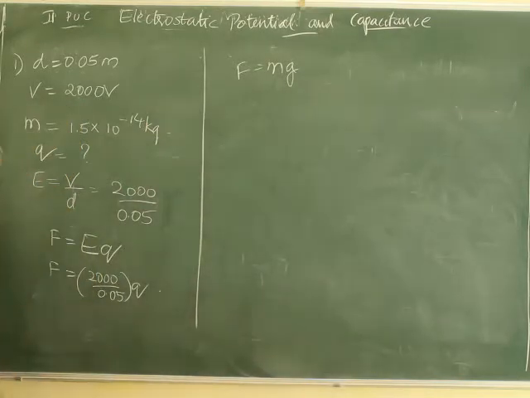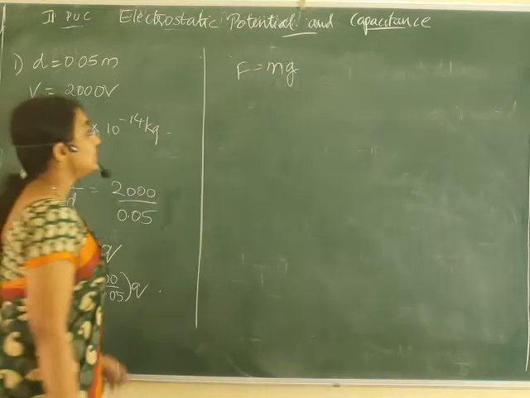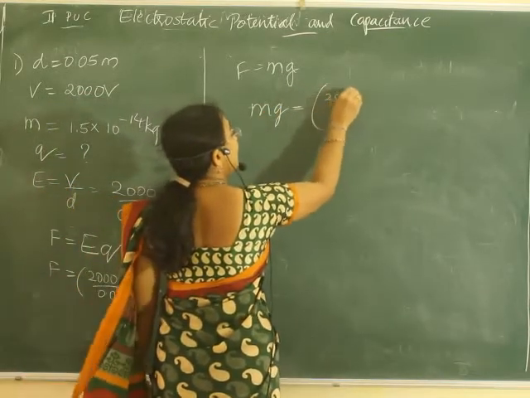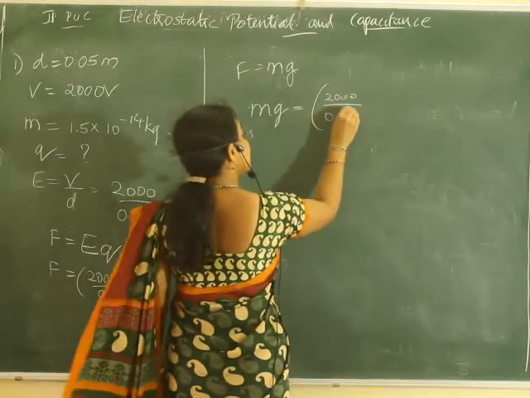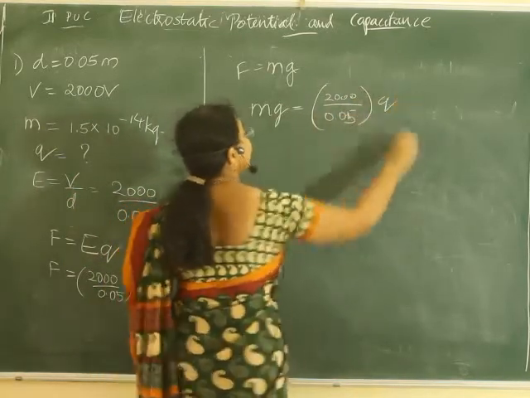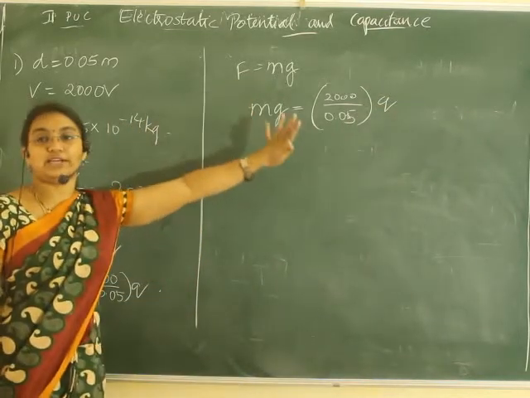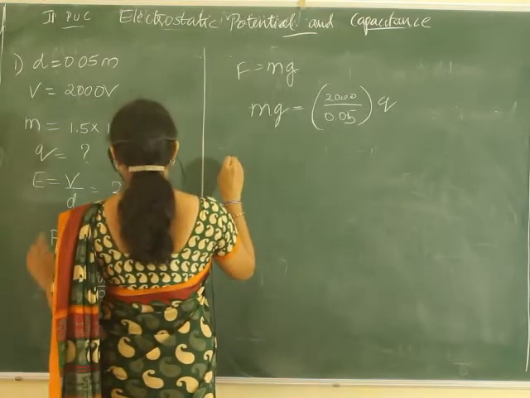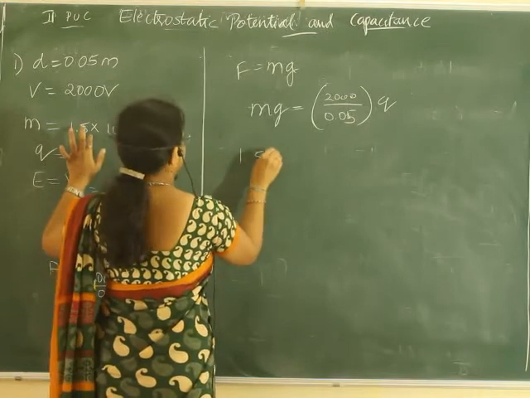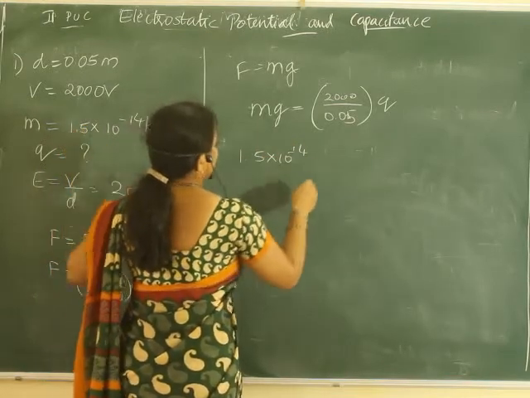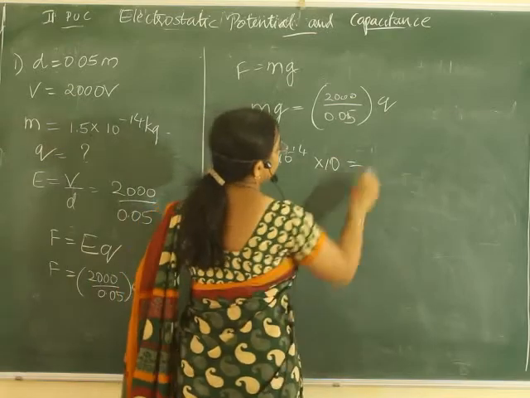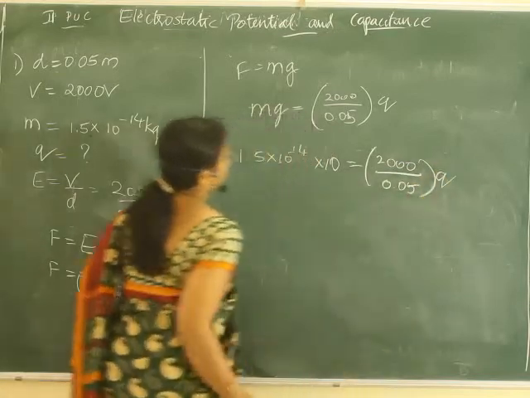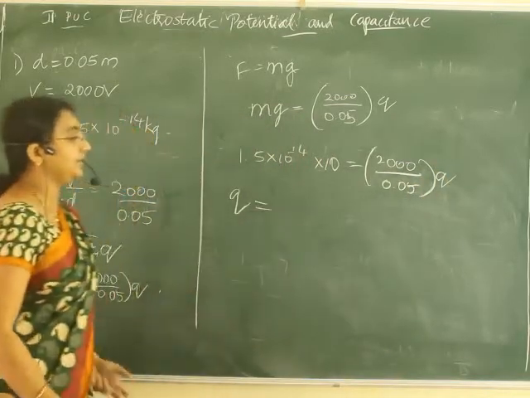Now, we know the mass. It is in terms of kg. So, can I write mg is equal to 2000 by 0.05 into Q? This is also force, this is also force. So I can write it like this. Correct? Therefore, now when I substitute, 1.5 into 10 to the power minus 14 into 10 is equal to 2000 by 0.05 into Q. Now solve it and give me the answer.